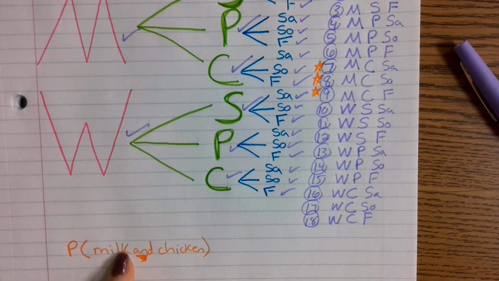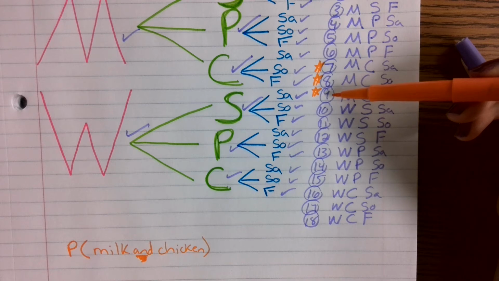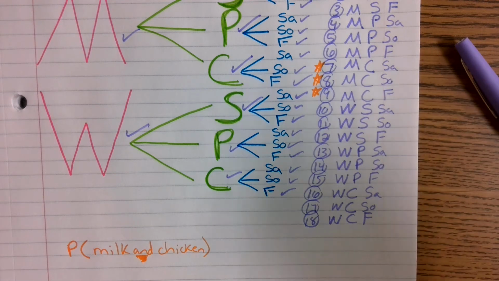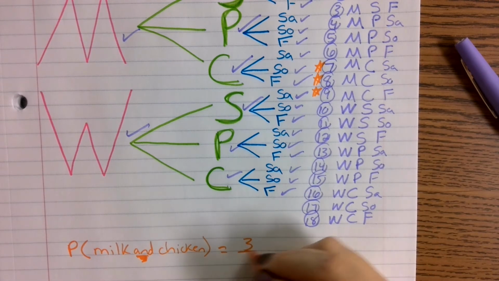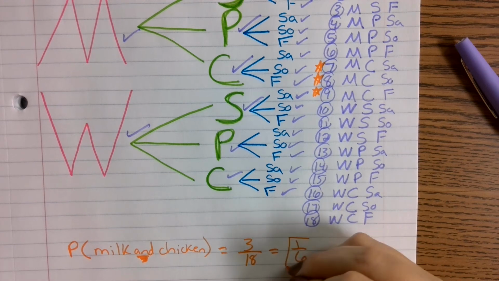Now, if it said milk or chicken, that would be different. Milk or chicken means I could have milk, I could have chicken, I don't have to have both at the same time. So that would actually be items 1 through 9 and 16 through 18. So that would be 12 items instead of the 3. But in this case, it's 3. 3 out of 18, which simplifies to 1/6.